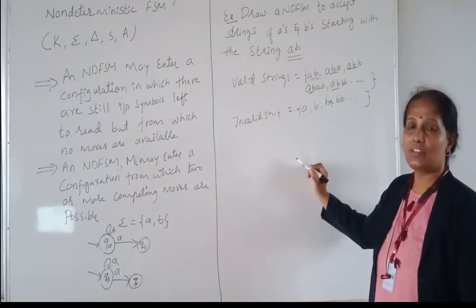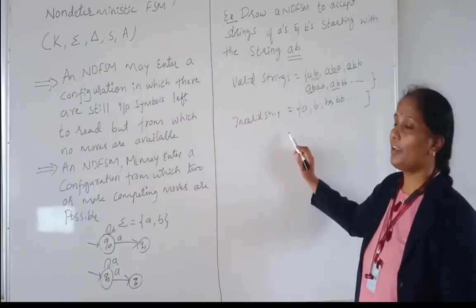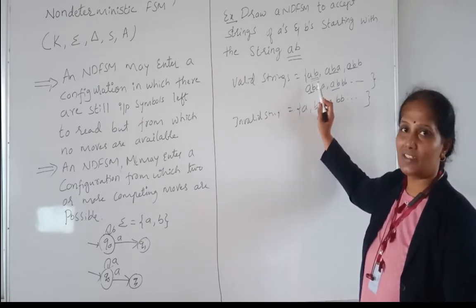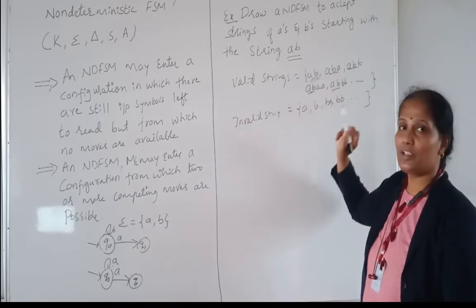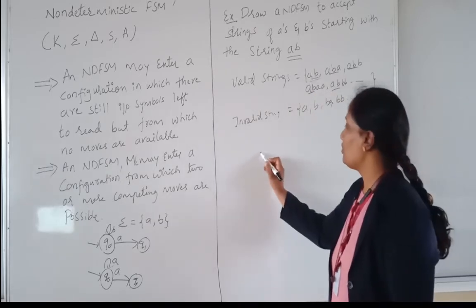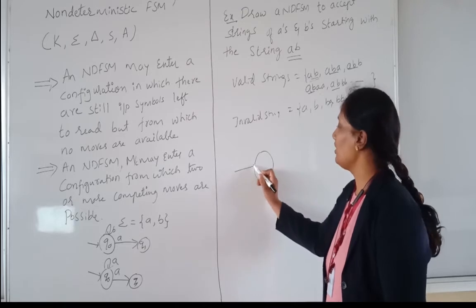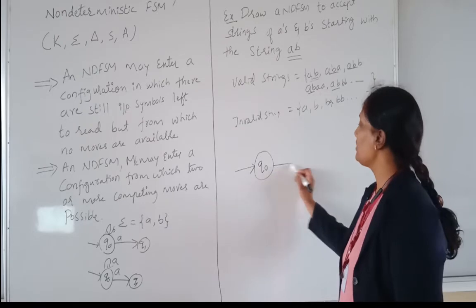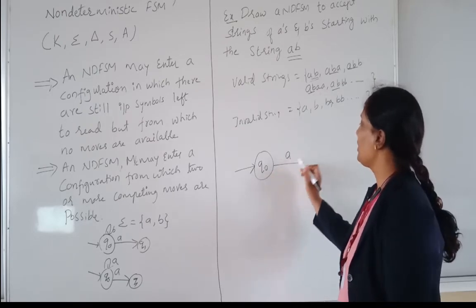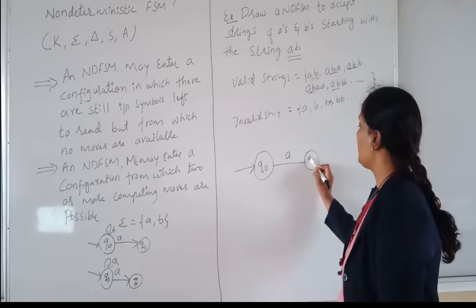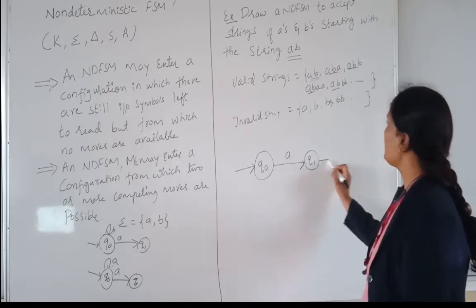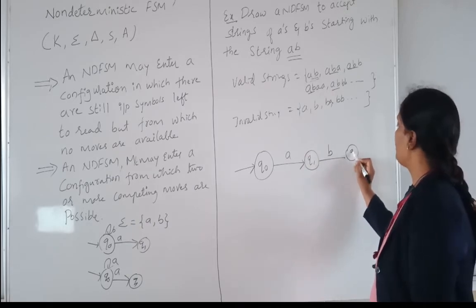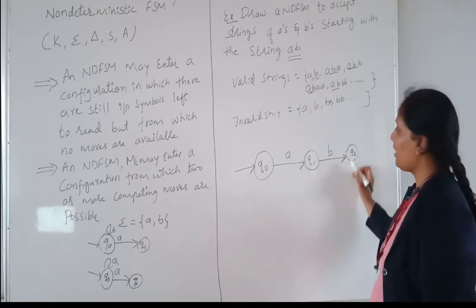Now we construct the basic NDFSM. The basic NDFSM is constructed by taking a minimum string from the valid string list. What is the minimum string here? AB is the minimum string. To accept this AB, I will draw the NDFSM. This is the start state, Q0. Next, when I accept A, I will move to the next state, which I will name Q1. Next, after accepting B, I will change my state to Q2. So Q2 is my final state here.